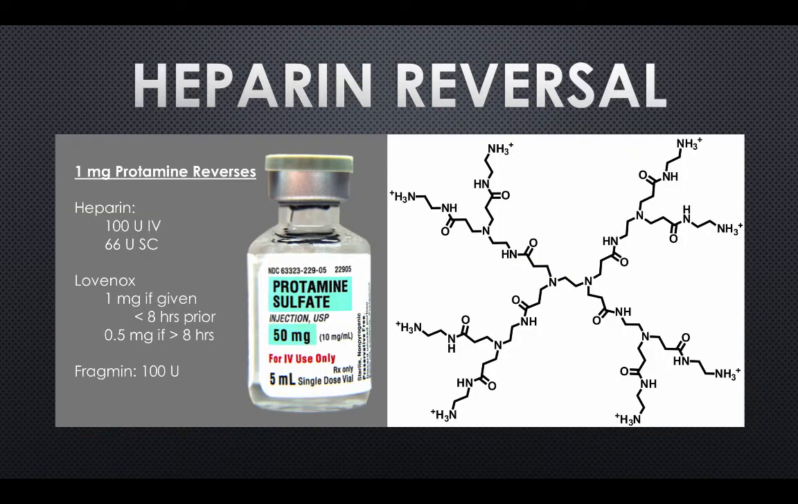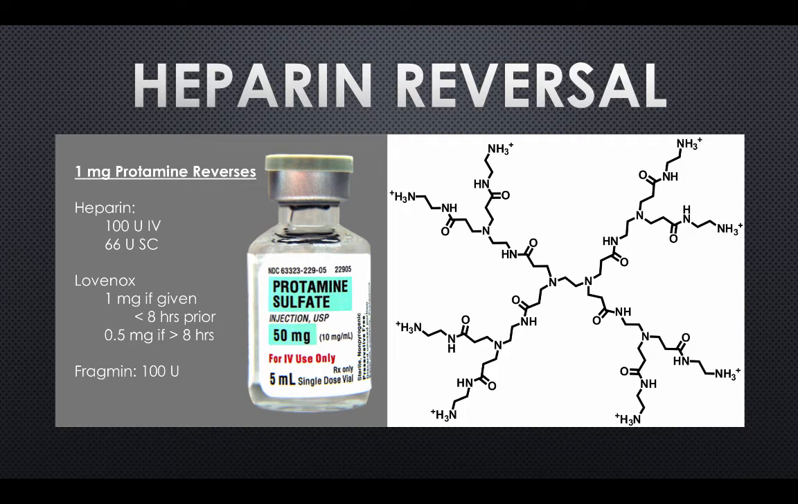Protamine sulfate is the agent used for reversal of life-threatening bleed in a patient on heparin or low molecular weight heparins. It is a peptide that binds to the heparin or low molecular weight heparin molecule and forms a stable ion pair, deactivating the molecule. Fortunately, there is a linear relationship between protamine dose and amount of heparin or low molecular weight heparin needing reversal.